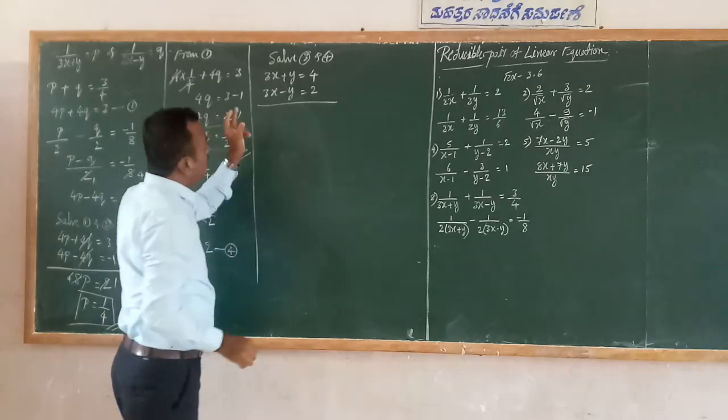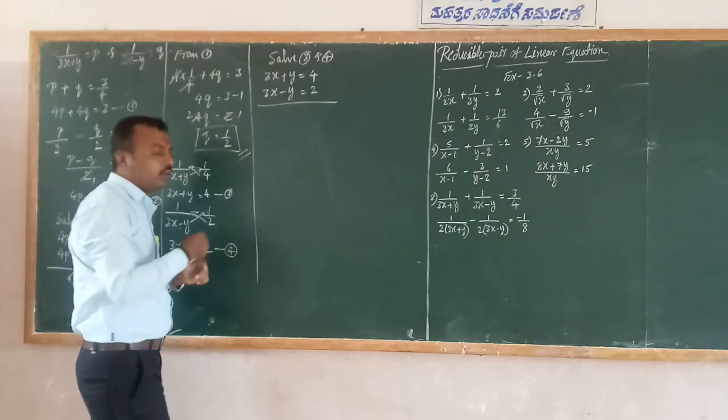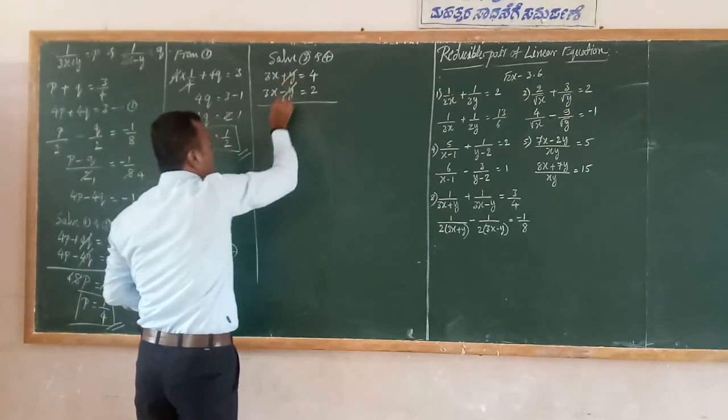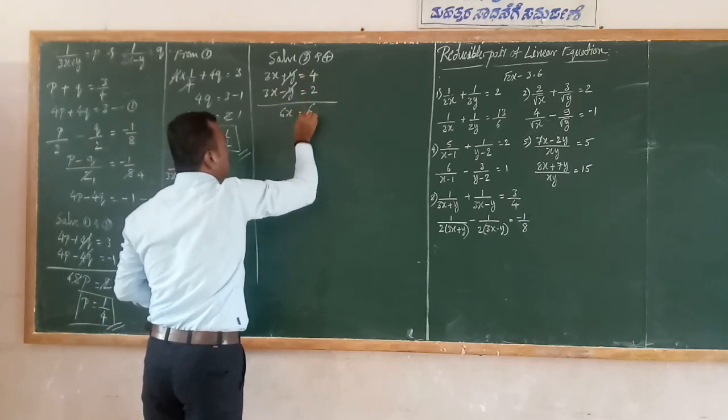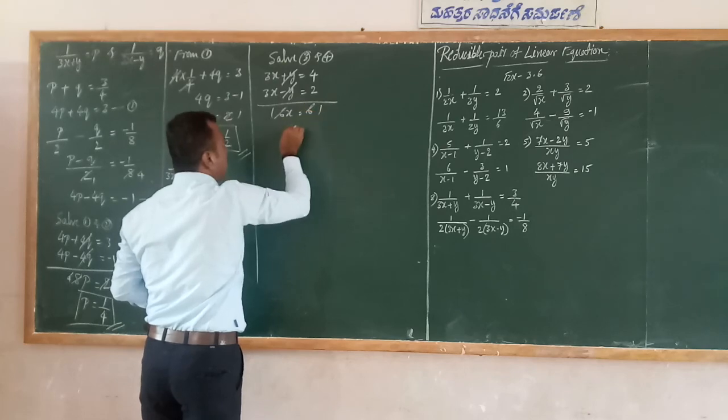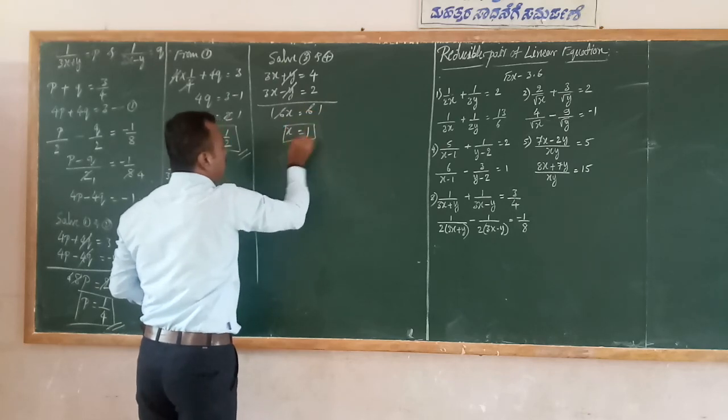See, in that the y term has a different sign, so easily we can cancel it. Plus y minus y will cancel, and 3x plus 3x becomes 6x. It is equal to 4 plus 2 is equal to 6. Therefore 6 ones are 6, therefore x is equal to what? 1. The value of x is 1.